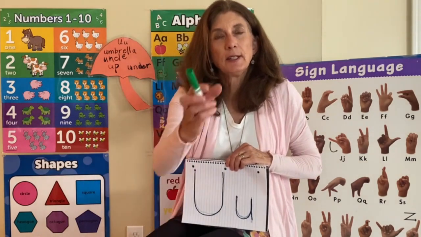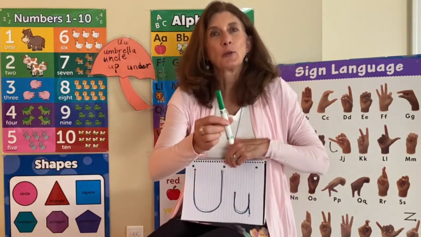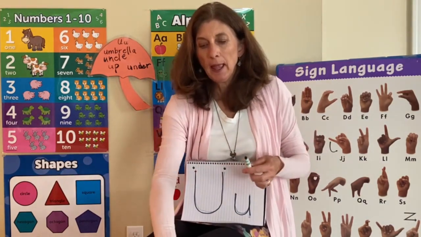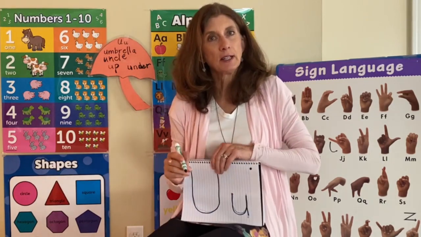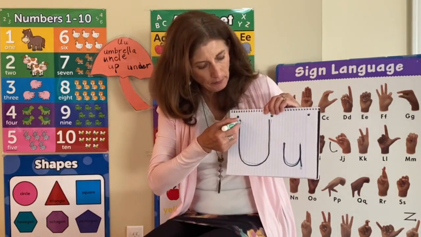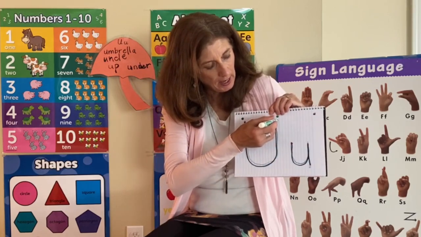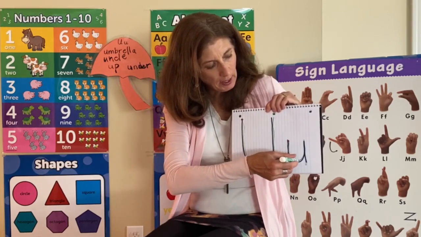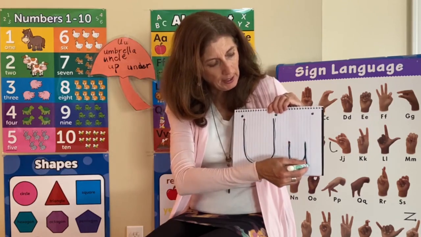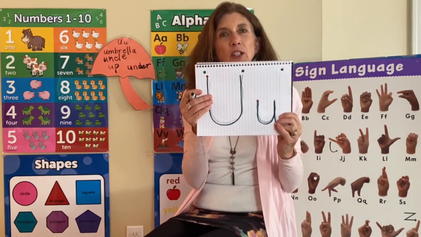The last color is green, right, green. And let's say the letter and the letter sound when we make it this last time. U, you, you. There we go. That's U.